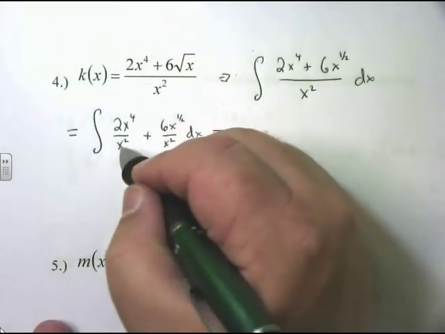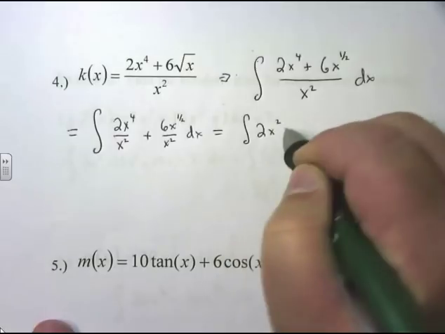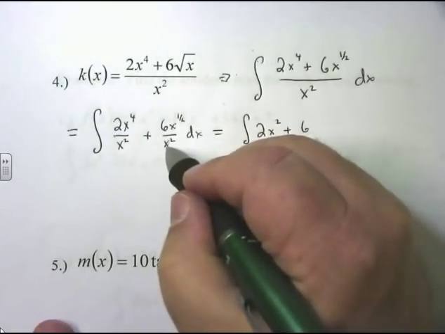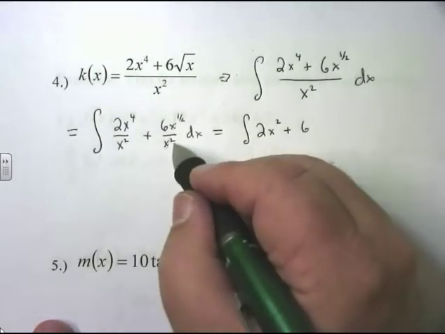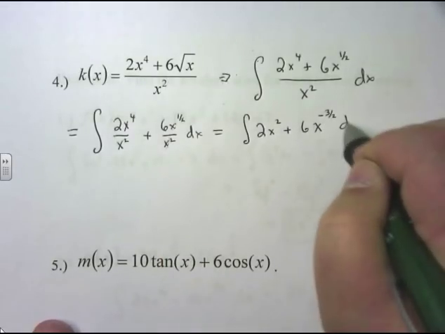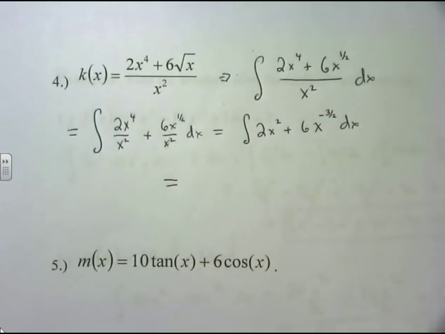X to the fourth divided by x squared is x squared, so that'll be the integral of 2x squared plus 6x to the half divided by x squared. When you divide terms, you subtract their exponents. A half minus 2 is x to the negative 3 halves dx.